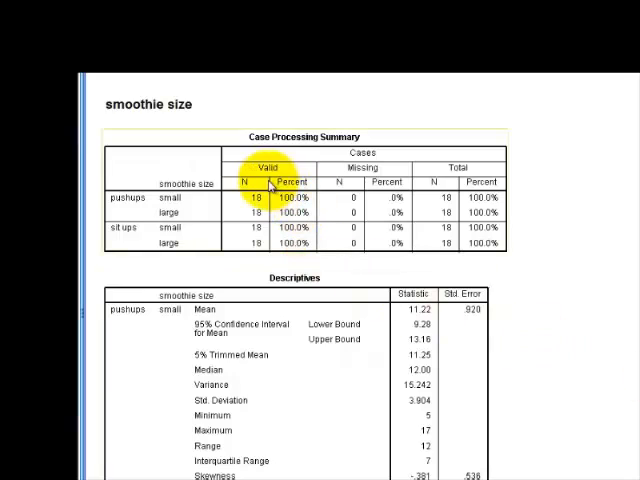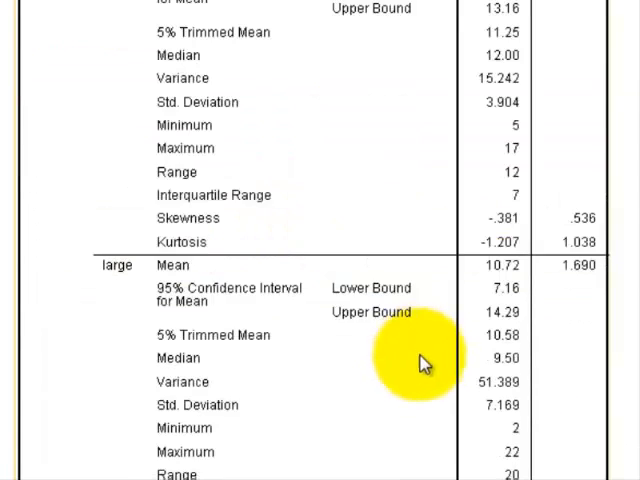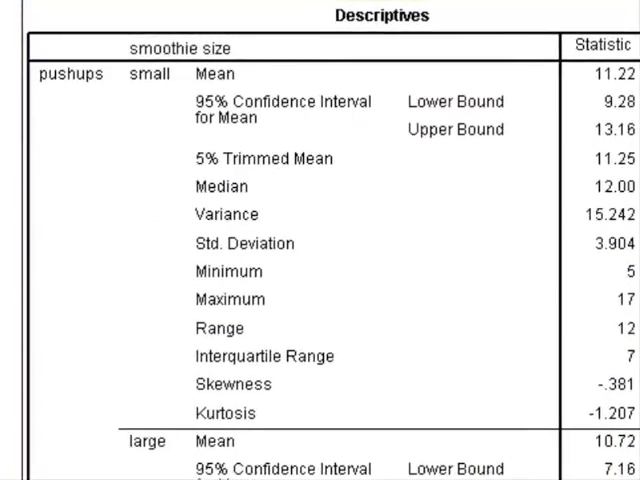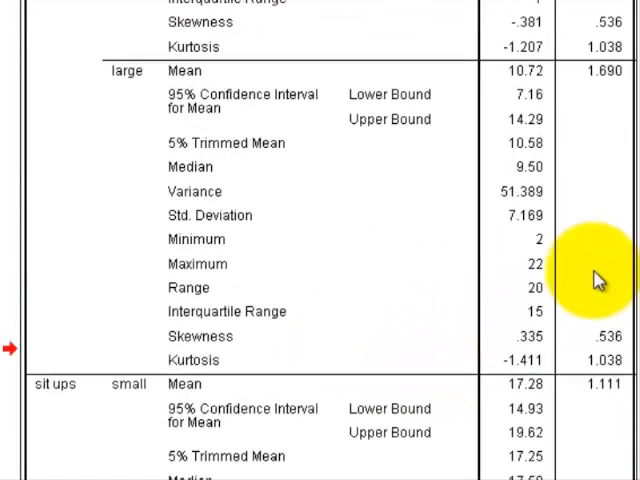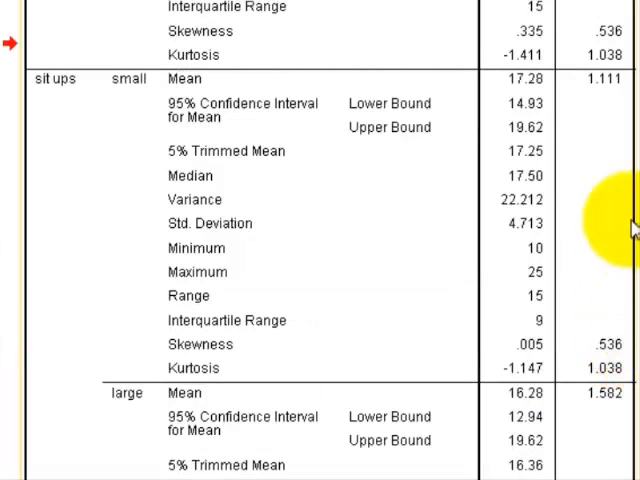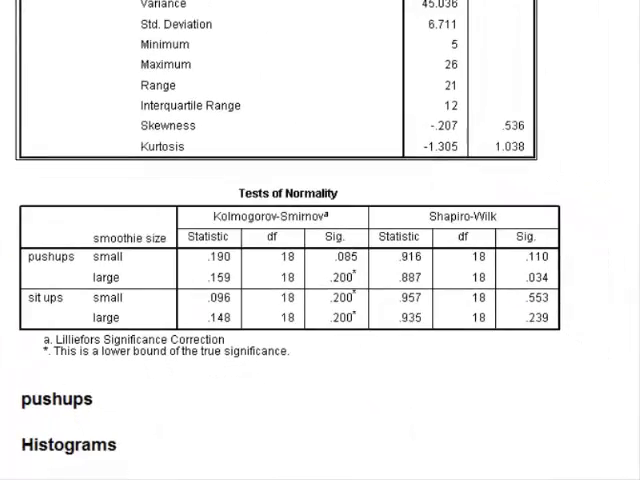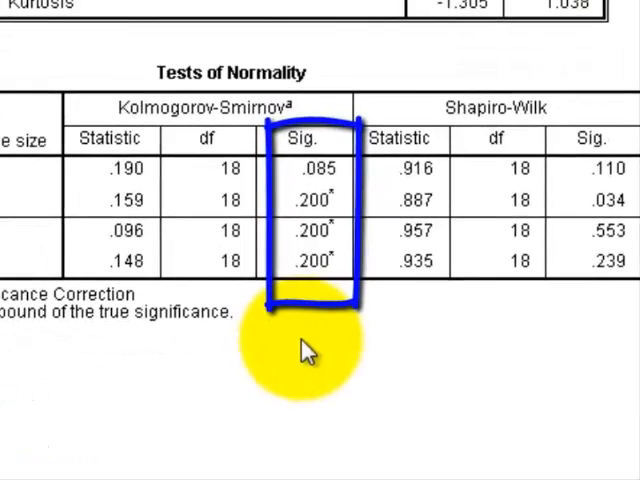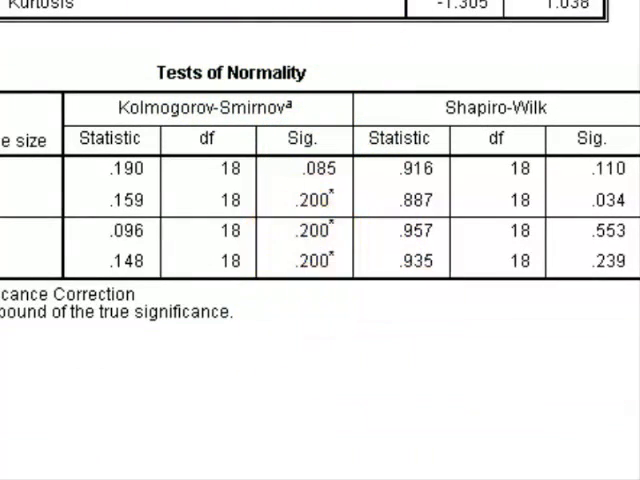And again, it tells us how many are in each group, right? 18 for small, 18 for large. Let's look at the overall descriptives. Can't help myself. And there's the mean and the standard deviation. The skewness and kurtosis, not that bad, right? Not as bad as the other one. And they all look pretty good, so I'm going to bet that the tests of normality are all not violated. And according to the Smirnov test, none of them were, so we are good to go.